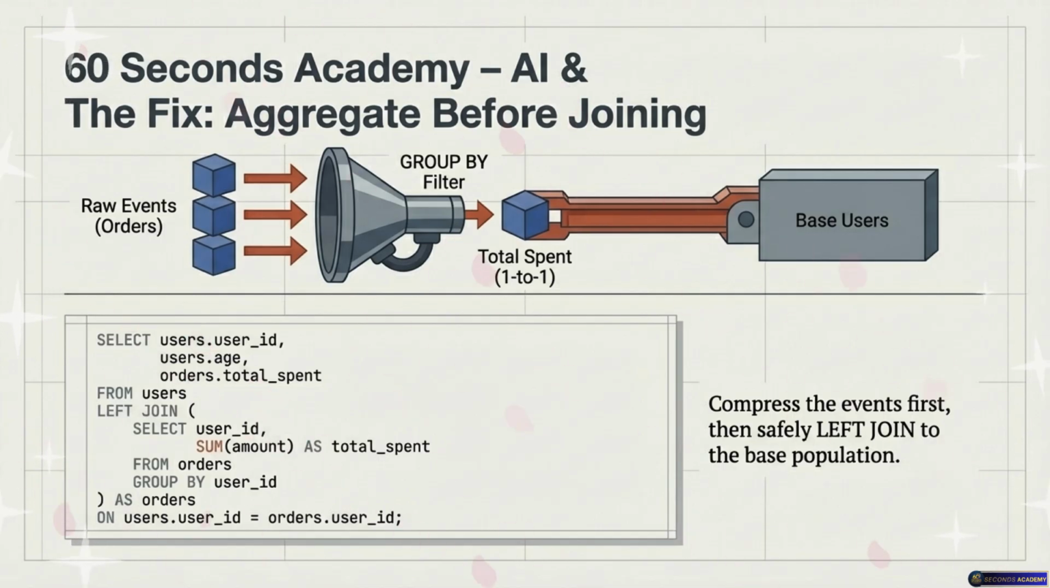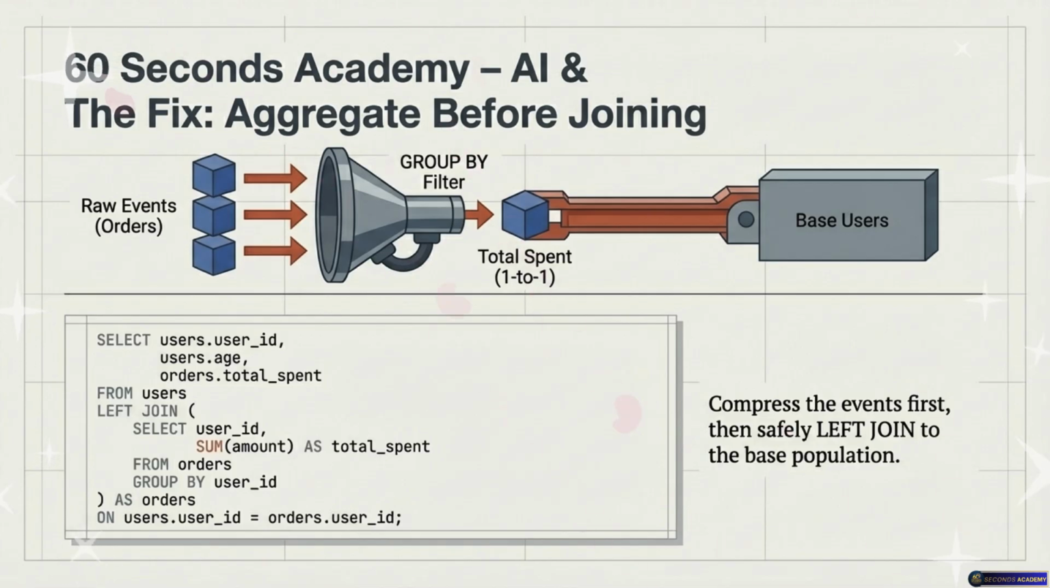And then you join it. Then, and only then, you execute your left join. You join that single aggregated row back to your base users table. So now, user 101 remains a single row in your wide feature matrix, but they have a clean, newly minted column showing their total lifetime spent. Yes. No duplication, no fan-out. And your statistical assumption of independent observations remains perfectly intact.